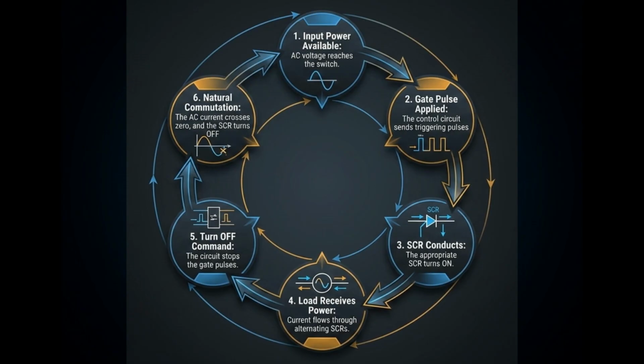The switch sequence starts with available AC power. A gate pulse is applied, the SCR conducts, and the load receives power. Then, the gate pulse is stopped, and natural commutation turns the SCR off.